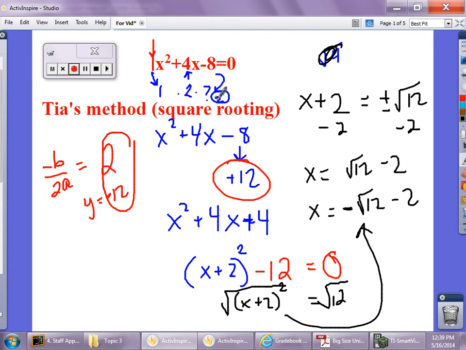And that's how you would use the square root method to solve something that's not originally a perfect square.